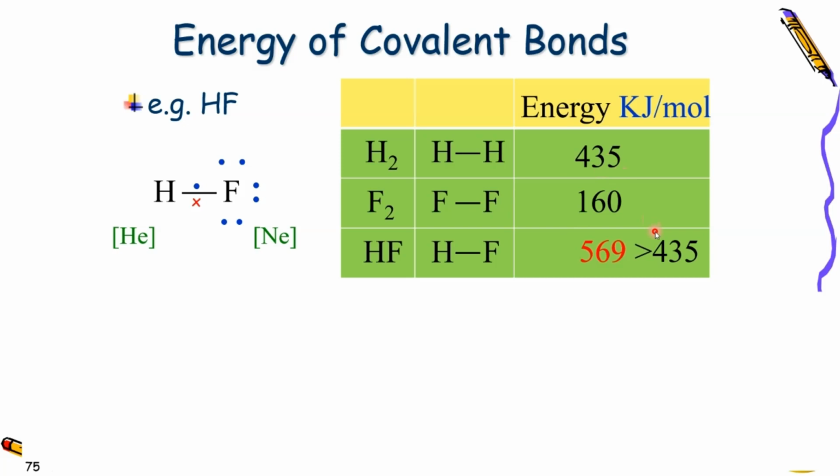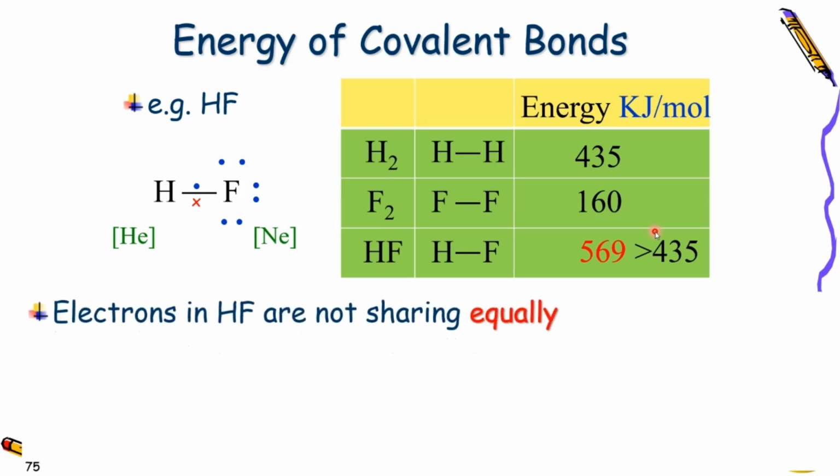And the scientists started to think, why? Why is the energy not between these two numbers? So the electrons in hydrogen fluoride are not sharing equally. They think, wow, in H2 these 2 electrons share equally, and in F2 these 2 electrons share equally, but these 2 electrons don't share equally between hydrogen and fluorine. No, they don't. And if it's not sharing equally, then what happened? Were these 2 electrons close to fluorine, or close to hydrogen? Which one?